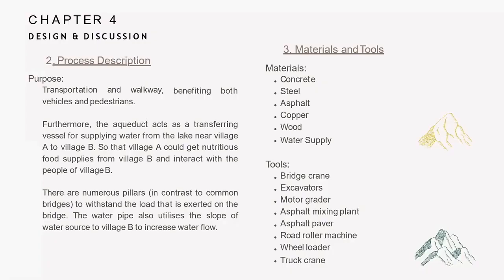So as mentioned before, the purpose of this aqueduct is for transportation. Furthermore, the aqueduct also acts as a transferring vessel for supplying water from the lake near village A to village B, so that village A could get nutritious food supplies from village B and interact with the people of village B. We have this many pillars compared to other bridges because the load exerted on the bridge would be great, we predicted. And the water pipe also utilizes the slope of the water source to increase the water flow. So here are the materials and tools needed to make the bridge.